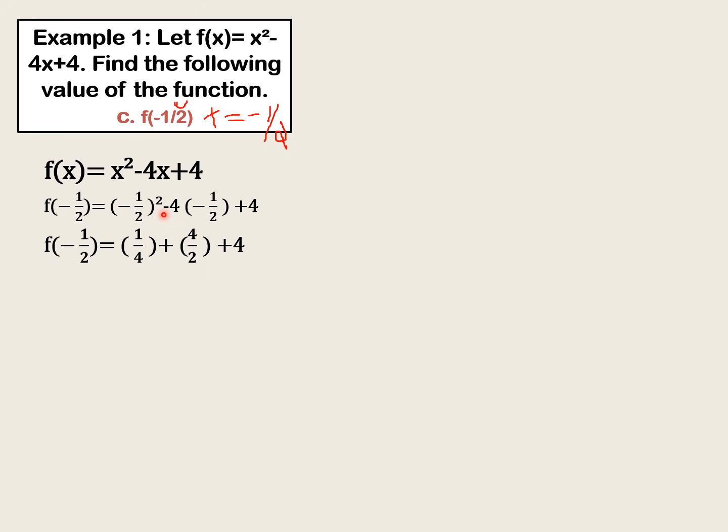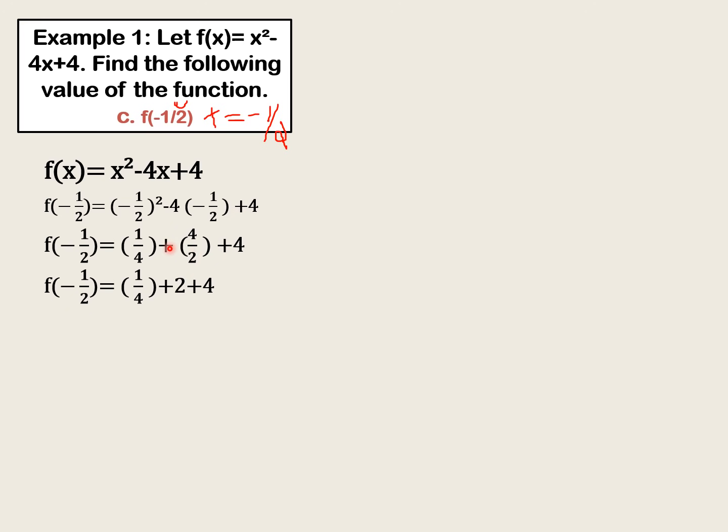Now, minus 4 multiply by negative 1/2. Now, ito, minus sign, tapos yung sa loob, negative. At negative multiplied by negative, it would be positive. Kaya naging positive ito. Okay? Tapos, yung constant natin, 4, multiplied by 1/2, it would be 4/2. After nun, rewrite lang natin itong plus 4.